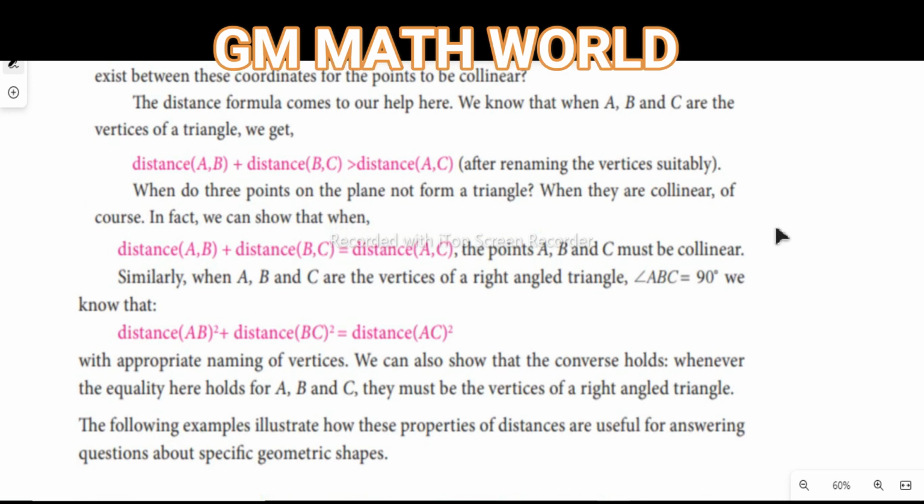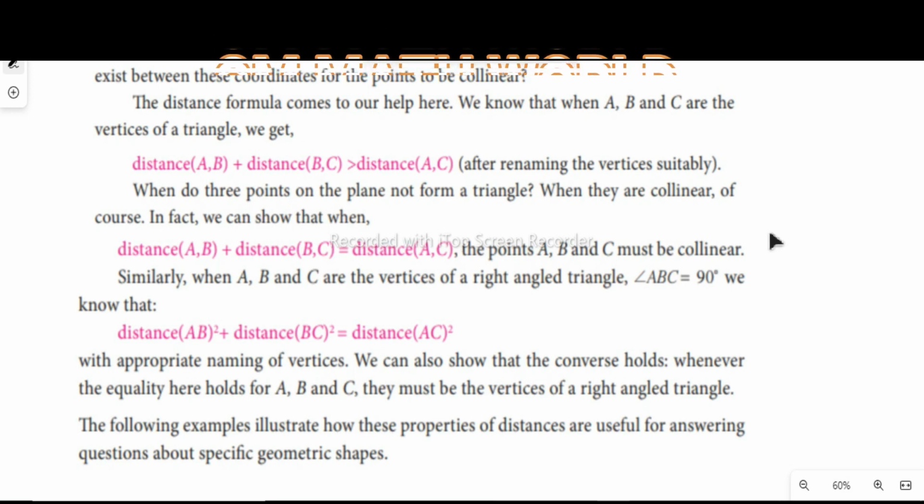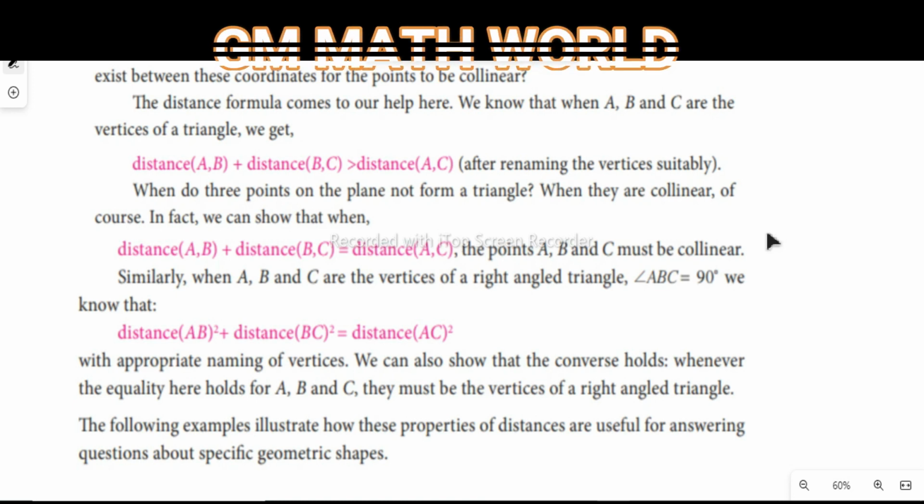The distance formula comes to our help. Here we know that when A, B and C are the vertices of a triangle, then the distance AB plus the distance BC is greater than the distance AC. When 3 points on the plane do not form a triangle, then they are collinear. In fact, we can show that when the distance of A comma B plus the distance of B comma C is equal to the distance A comma C, the points A, B and C must be collinear.